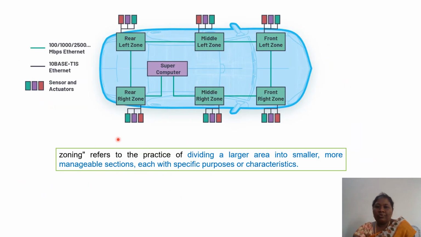For example, when you consider the car design, we may divide this design into different directions: front left, front right, middle left, middle right, and rear left, rear right. Everything is going to be managed by the supercomputer. We can say the sensors and actuators will be there in every direction, but we are saying that this alone is to be fixed on this direction, on the left side, right side. That is the zoning part.